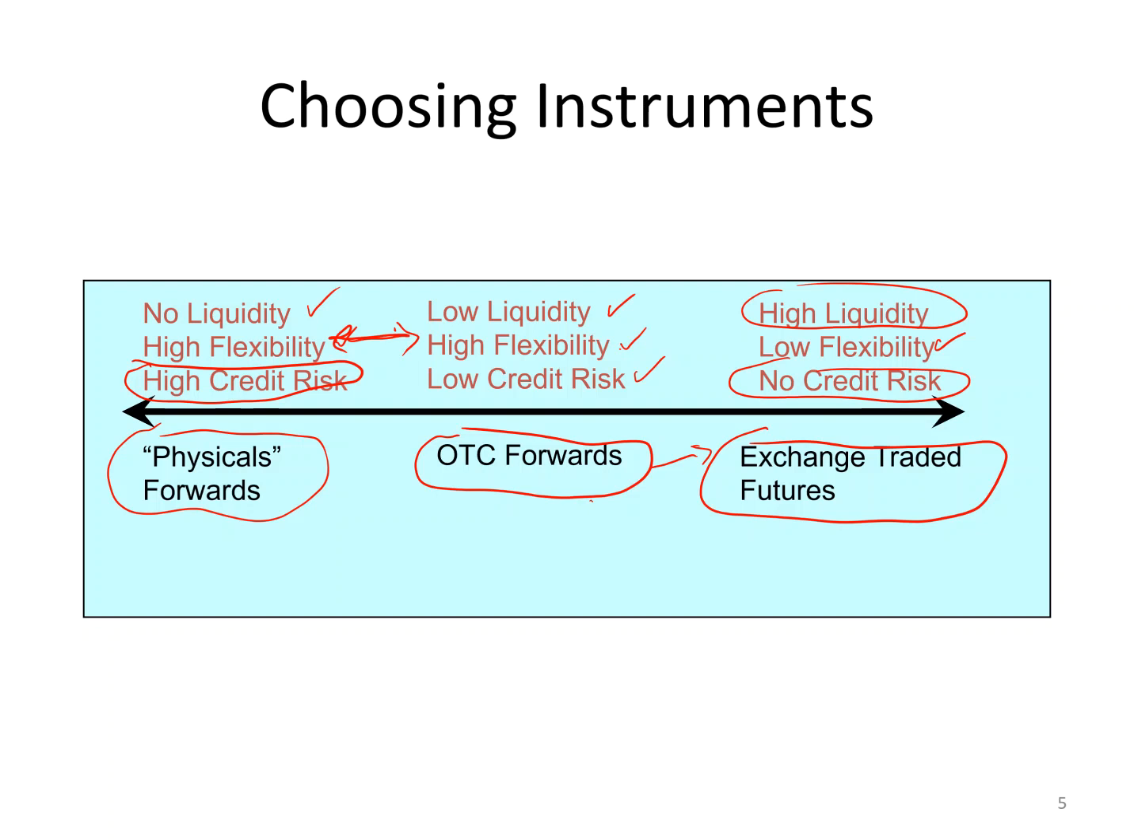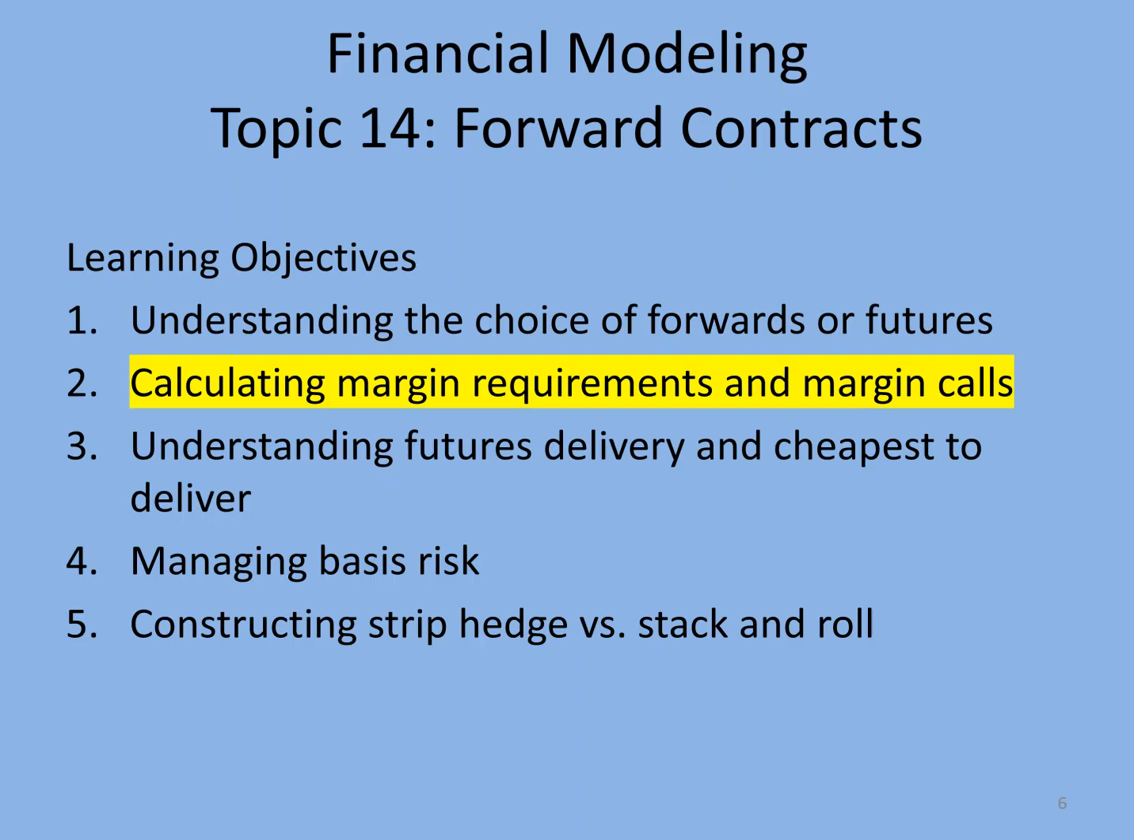So that's the choice between physicals, OTC forwards, and exchange-traded futures. It's that trade-off between flexibility or tailorization of the contract, credit risk, and liquidity. In the next topic, we'll talk about margin requirements, maintenance margin, and margin calls at the clearinghouse for futures contracts.